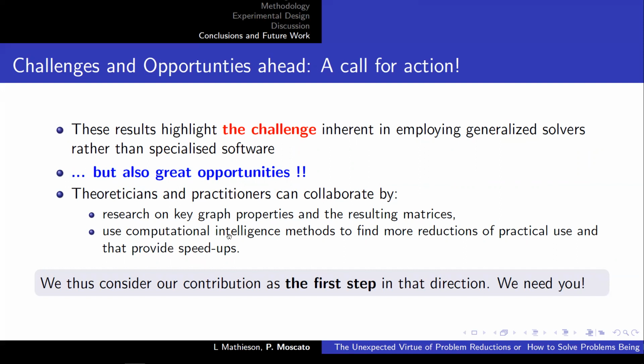And we think that the future is also for computational intelligence methods that can find, I would say, in better ways than humans, new types of reductions that can be of practical use and can provide speedup by learning from data. So with this, we think we've really finished our paper, and we think that our contribution is just a first step in a very promising direction, and really we need you with us.